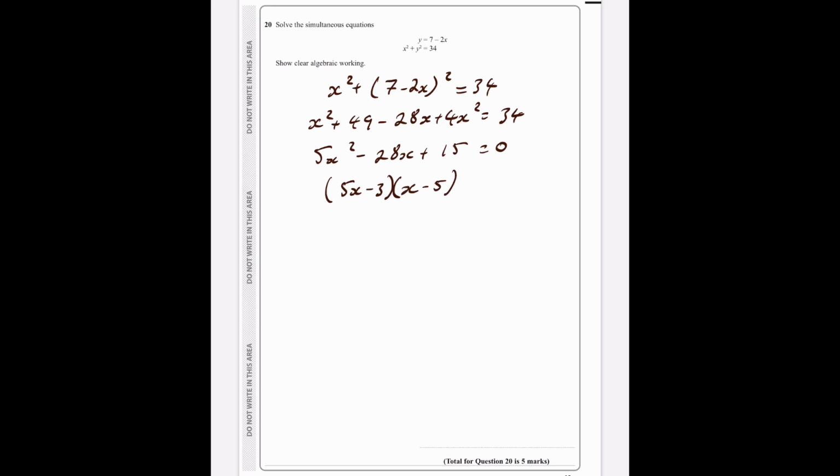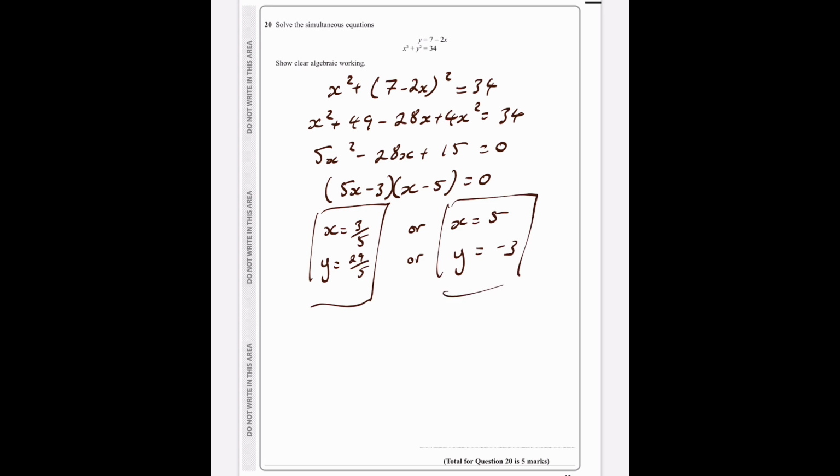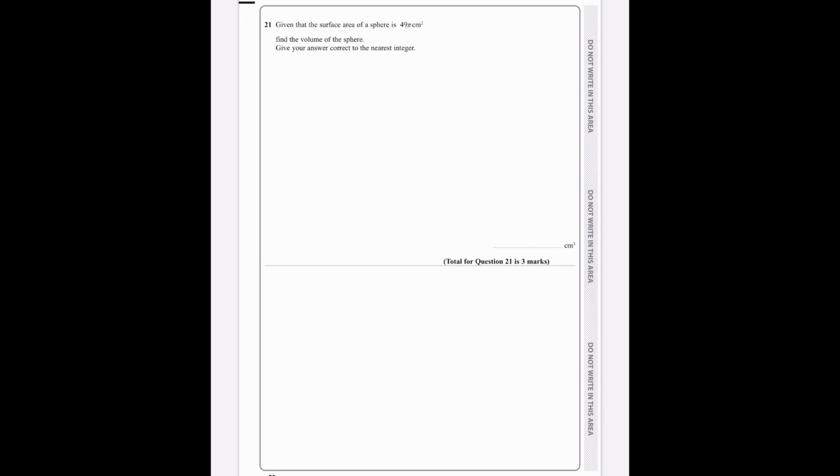And that factorizes nicely to 5x minus 3, x minus 5. If you chose to do the quadratic equations formula or even completing the square, although that's probably not a sensible way of doing it, that is absolutely fine as legitimate methods, but you do need to show your method here. It does say in the question, show clear algebraic working, and there are your answers. They come as pairs.